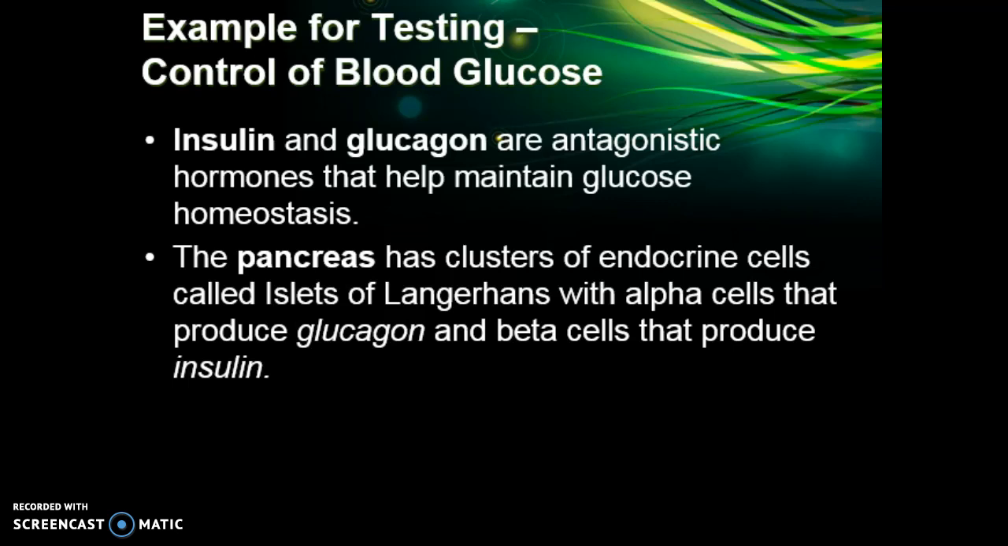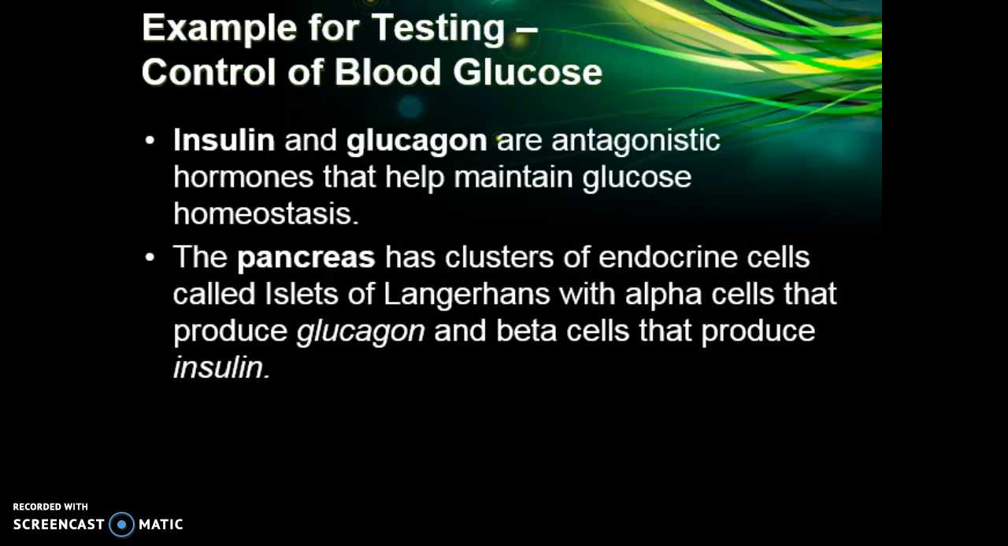So we're talking about blood sugar here. Insulin and glucagon are antagonistic hormones. They're going to be involved in negative feedback. They're going to raise and lower our blood sugar to maintain that homeostasis. In the pancreas, we have these clusters of endocrine cells that are called the islets of Langerhans. They have specific kind of specialized cells called alpha cells that produce glucagon, and then beta cells that produce insulin.